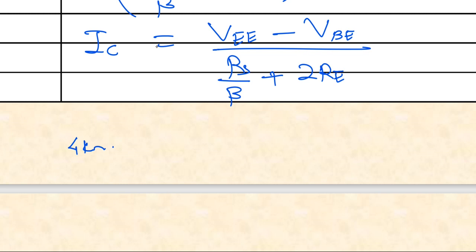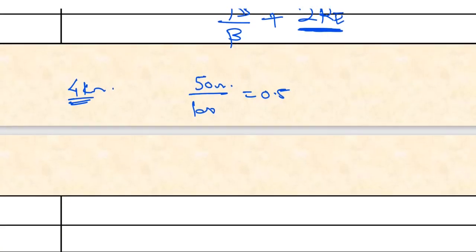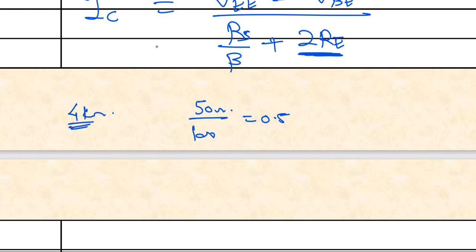Then this Rs resistance is the source resistance of the AC voltage source, and its value is around 50 ohm. This beta is the DC current gain, and its value is 100. So 50 upon 100, that will be 0.5, right? And this is 4 kilo ohm. 4 kilo ohm plus 0.5, a very small value. If we compare these two terms, this term is quite larger as compared to Rs by beta. So we can ignore Rs by beta, because 2 times Re is much greater than Rs by beta.